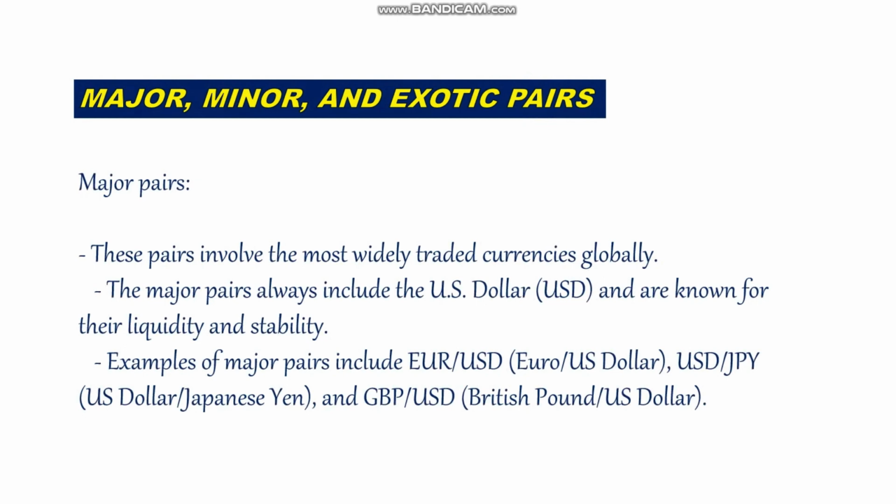So we have three types of pair. We have the major, minor, and exotic pair. The major pairs are widely traded, right? They have high liquidity and they are stable. You remember what we talked about regarding liquidity in our previous video. The major pairs are always paired with the US dollar. You can see examples right below: the EUR/USD, USD/JPY, and we also have the GBP/USD as well.